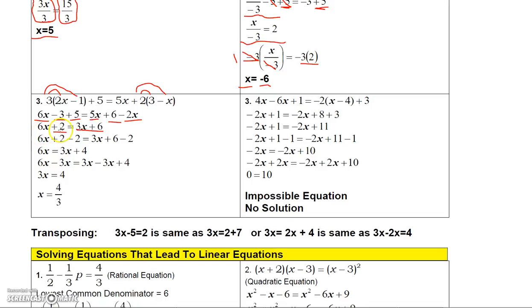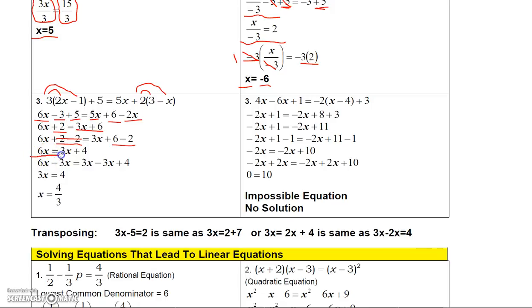So I'm going to take 6x plus 2 and subtract 2 from it, and then that will cancel those 2's. And then over here I have 3x plus 6, and I subtract 2, and that just gives me a 4, for 6 minus 2 is 4. So on the left side I have 6x, on the right side I have 3x, and then plus 4.